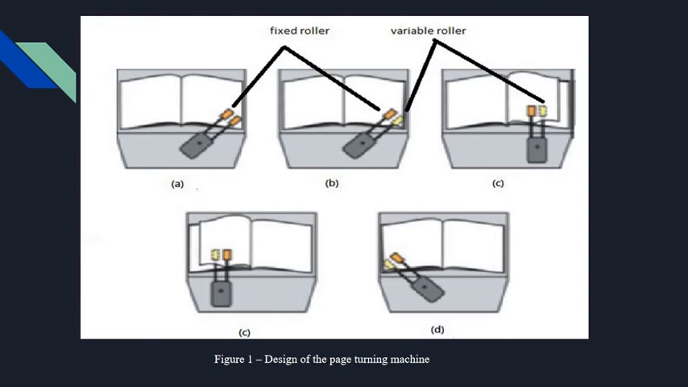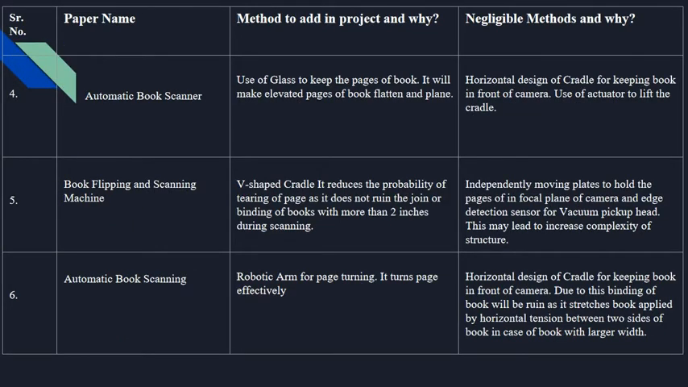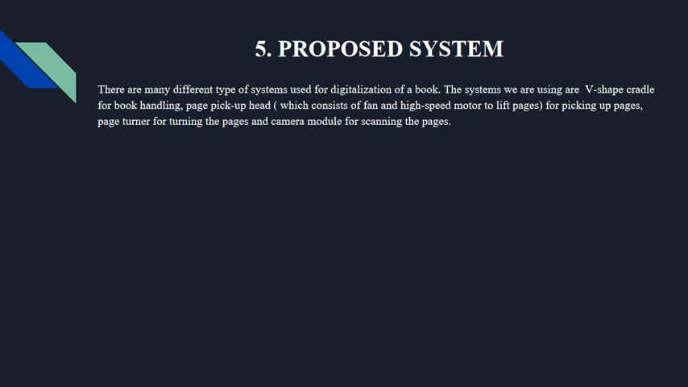Then moving ahead to comparative analysis. Among all these 6 papers, we have taken different mechanisms from each one of the papers. This table explains why we have not taken some methods and why we have taken some methods from a particular paper. The next is the proposed system. There are many different types of systems used for digitalization of books. The system we are using has a V-shaped cradle for book handling, a page pickup head which consists of a fan and high speed motor to lift pages, a page turner for turning the pages, and a camera module for scanning the pages.